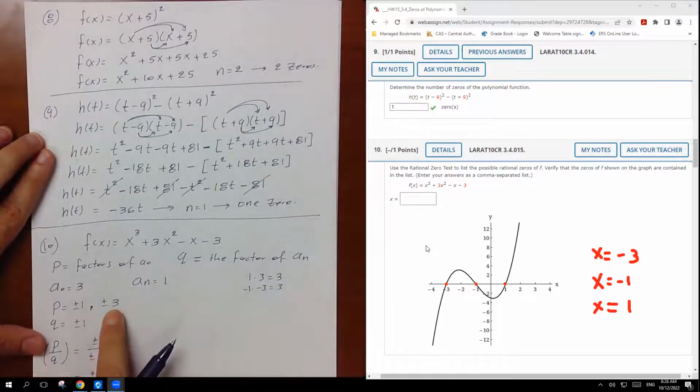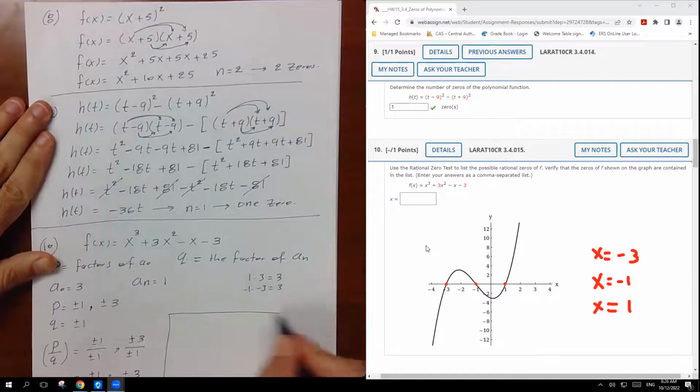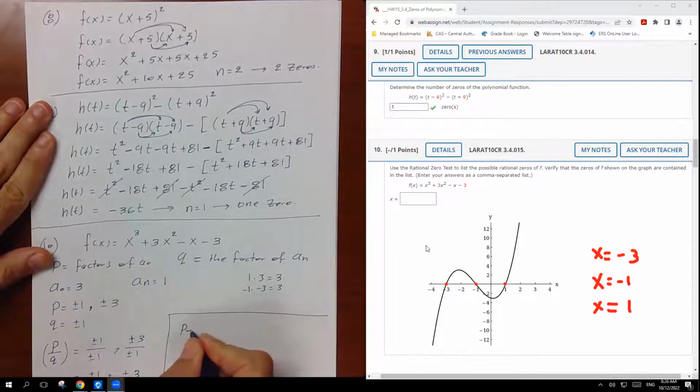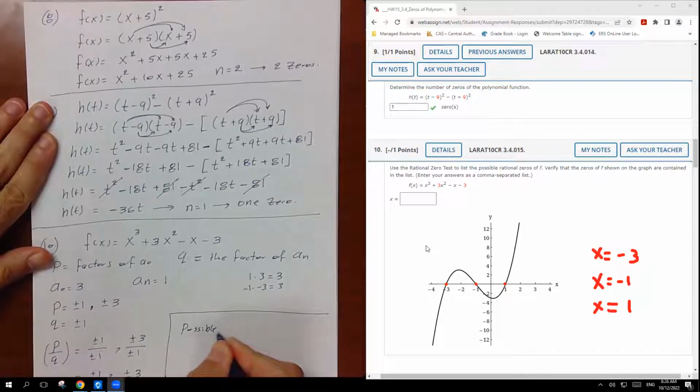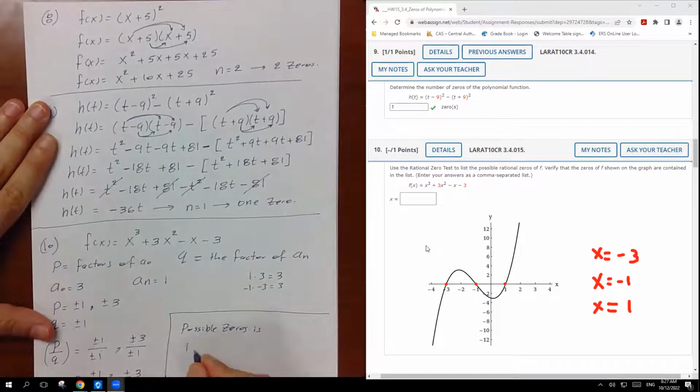Now the second one, P divided by Q, because we have 2P here. So that means plus or minus 3 divided by plus or minus 1. So it's going to be plus or minus 3. Now, if you look here, how many possible zeros do we have? The possible zeros are 1, -1, 3, and -3.